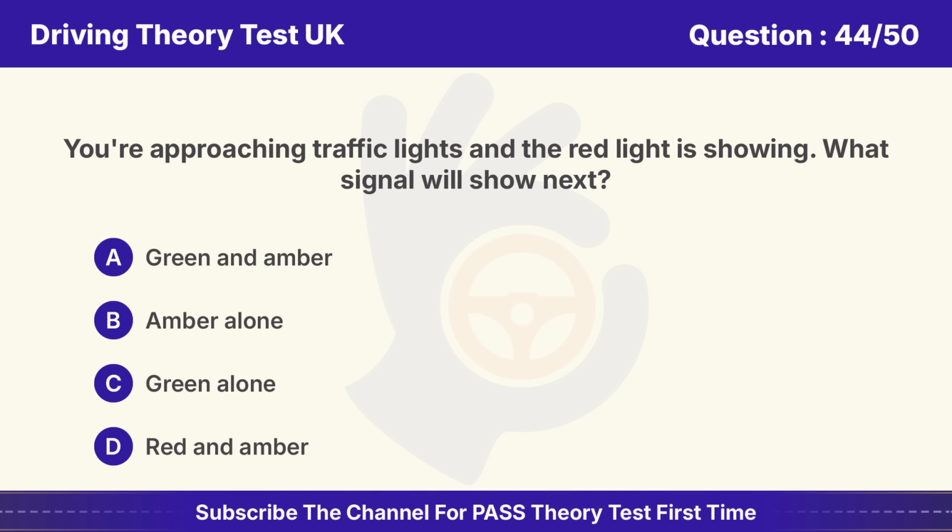Question 44. You're approaching traffic lights and the red light is showing. What signal will show next? Option A. Green and amber. B. Amber alone. C. Green alone. D. Red and amber.